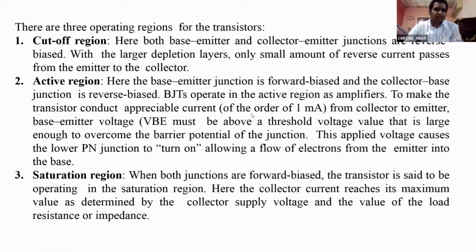Here we have three regions. The first one is the cutoff region. In the cutoff region, in the NPN, the first junction, the base-emitter junction, is reverse biased, and the second junction, the collector junction, is also connected in reverse bias. This means both the base-emitter and collector-base junctions are connected in reverse bias.